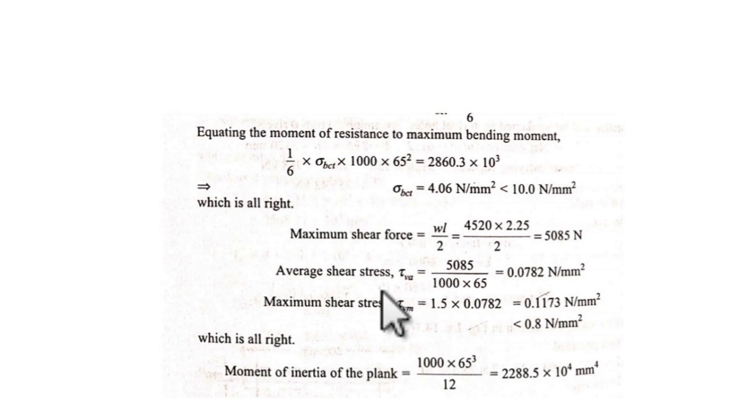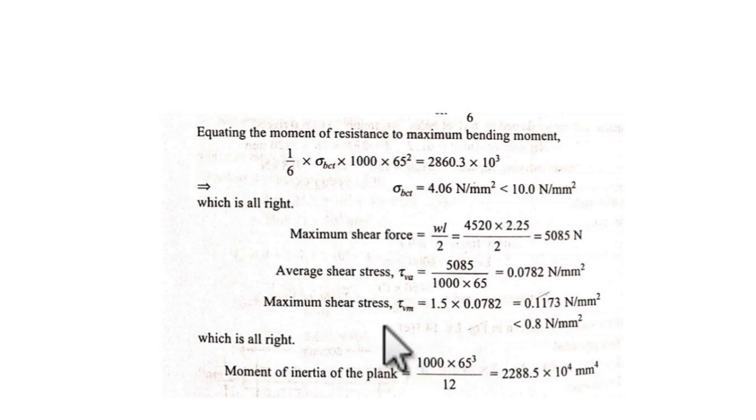Now find the average stress. Tau, the average stress, is load by area. Total load means total shear, divided by the shear area, the area of cross section of the plank. So 5085 by 1000 into 65. This gives us 0.0782 Newton per millimeter square.